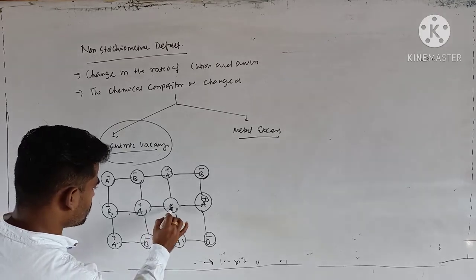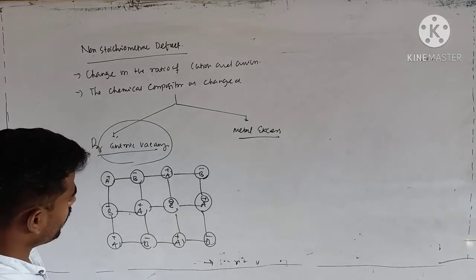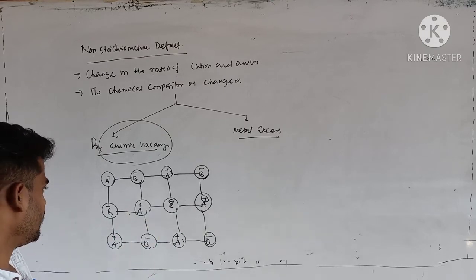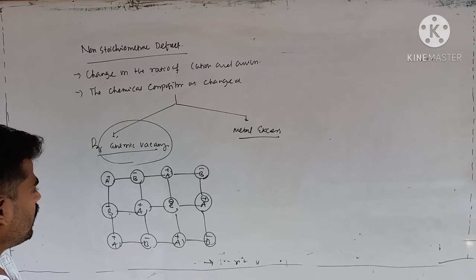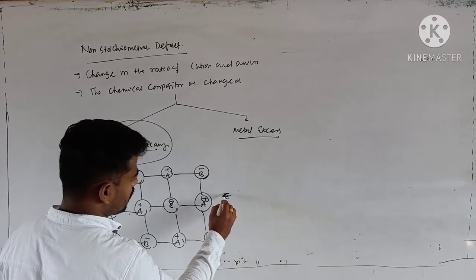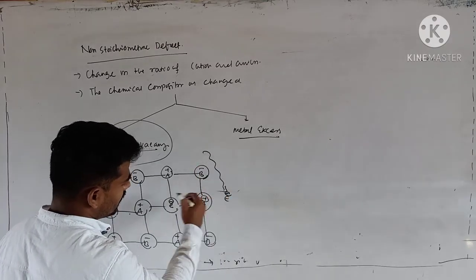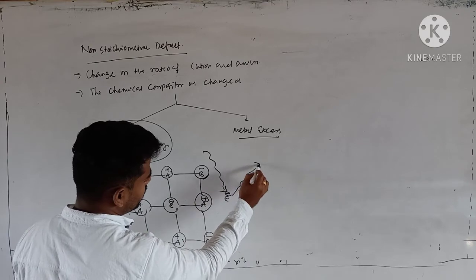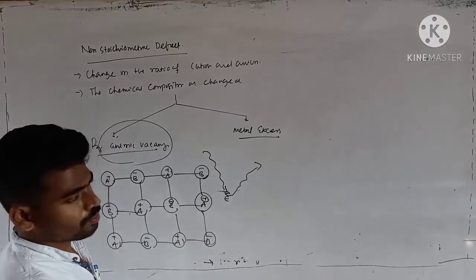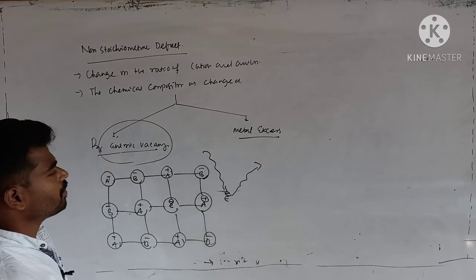So now what happens? This vacancy position will be occupied by an extra electron. That's why electrical neutrality is maintained in the crystal. And this free electron absorbs radiation and transmits radiation of a different wavelength. That's why crystals are found to be colored due to this anionic vacancy defect.